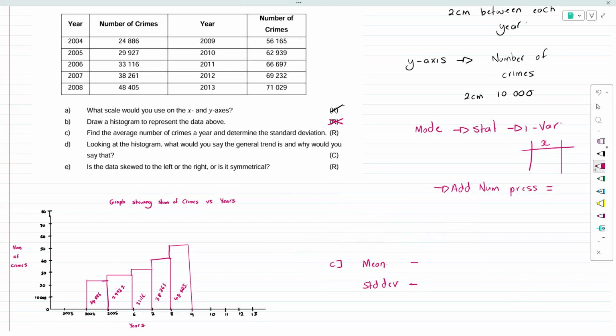29,927 and press equal. Please don't make a mistake with adding the values. 33,116 equal. 38,261 equal. 48,405 equal. Double check everything. It's easy to make mistakes with this. 56,165 equal. 62,939 equal. 66,697 equal.